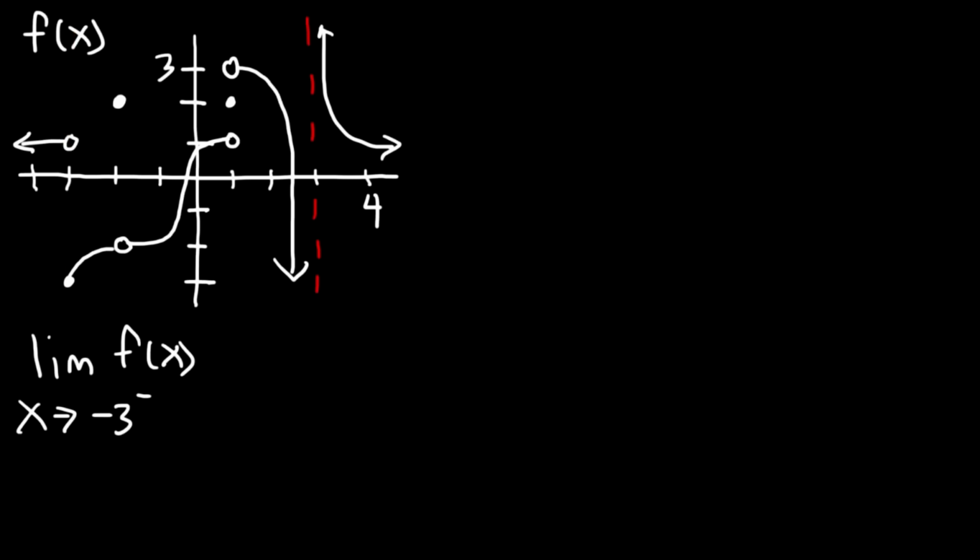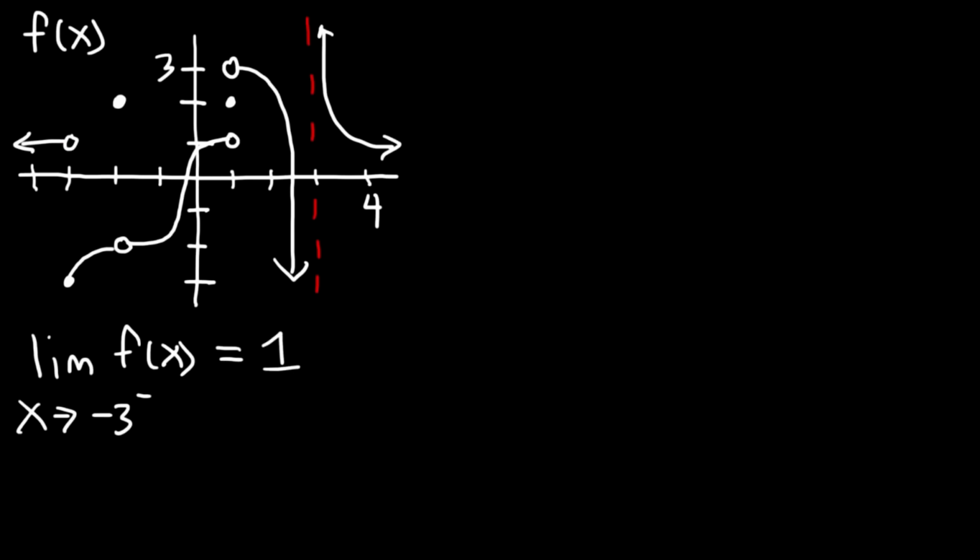Now we want to approach that vertical line from the left side. So therefore, you want to follow the curve from the left until you get to that point. Notice that the y value here corresponds to positive 1. So therefore, the limit as x approaches negative 3 from the left side is 1.